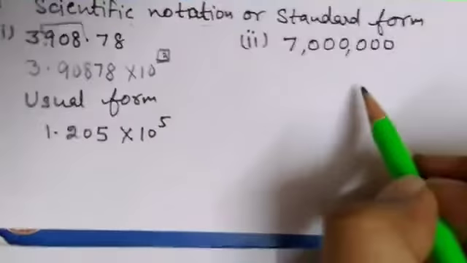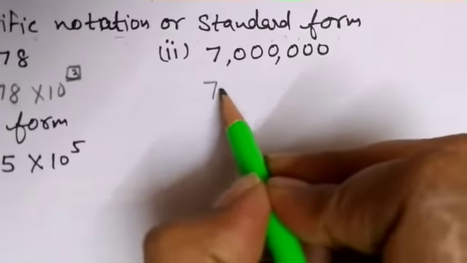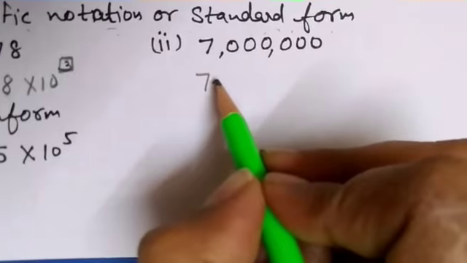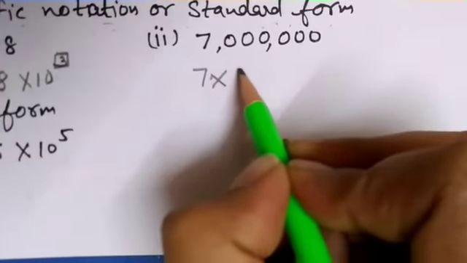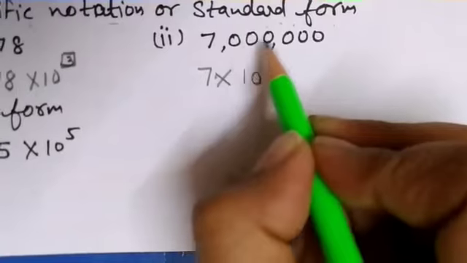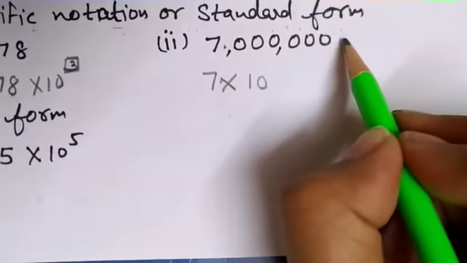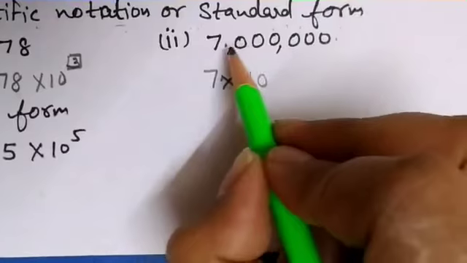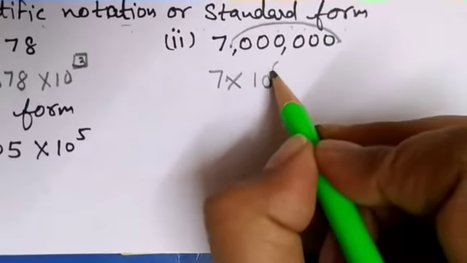Clear? In next example, we write the decimal after the one digit, that means 7 point. Yeah, we write also 7 into 10 to the power. देखिए इसमें डेसिमल हमने 7 के बाद लगाया है और लास्ट में डेसिमल है, so we have the 6 digits, so we write the 10 to the power 6.